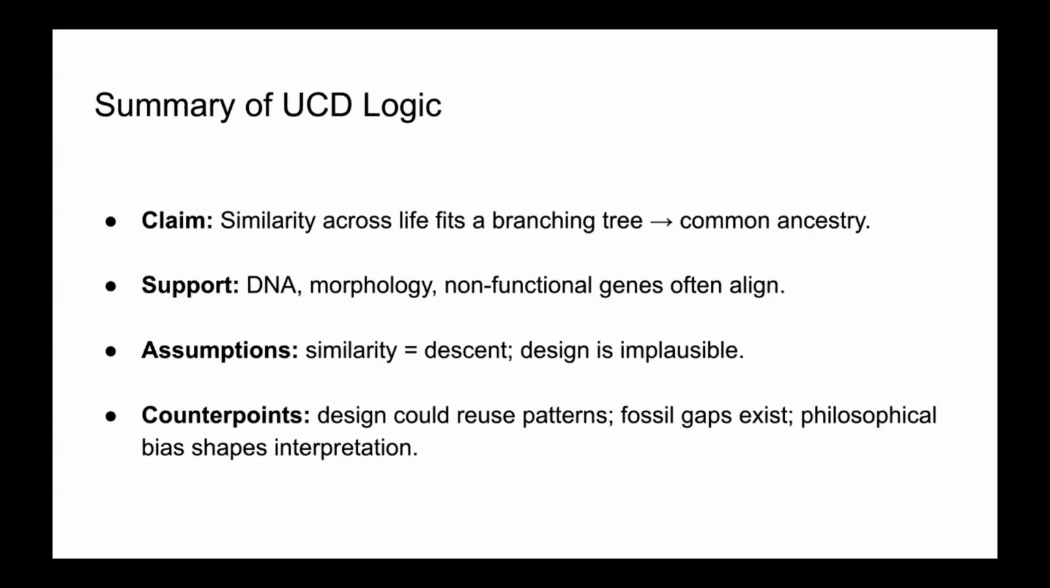And so that is seen as support for universal common descent. But again, the underlying assumption here is that the more similarity you have, that means there is descent of some kind, right? And the other assumption is that we can't invoke design because that is implausible. And again, I'll explain why it's implausible in future episodes. For right now, that is really what the evolutionists are saying, right?